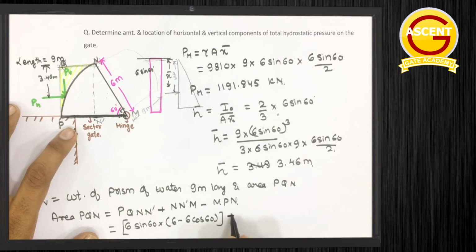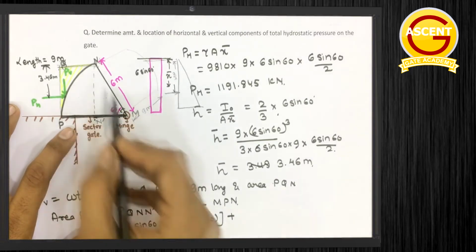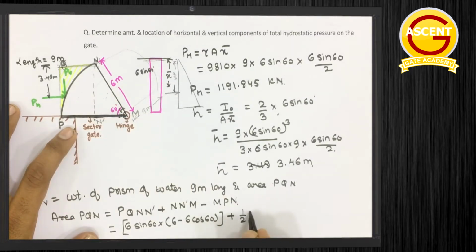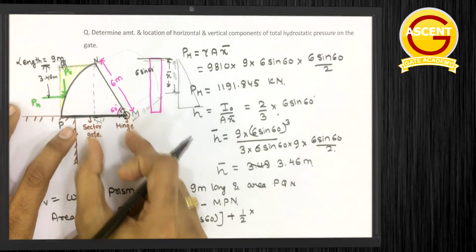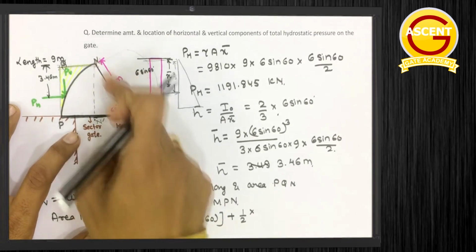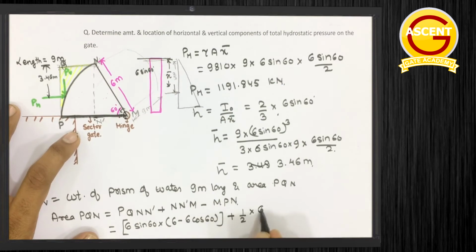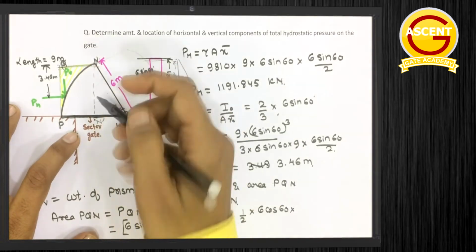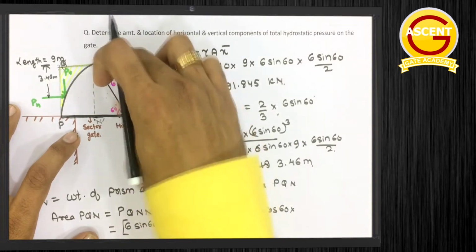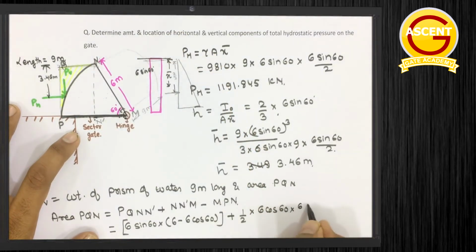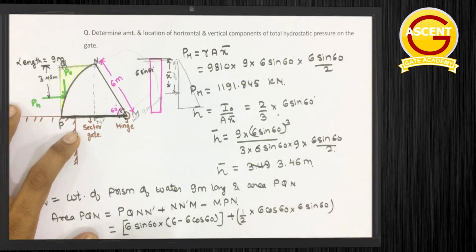This is PQN N dash, the first area. The second area is N dash M, the area of the triangle, simple to determine: half into base. Base is M N dash, which is nothing but 6 cos 60, into altitude, the height, which is the vertical component, 6 sin 60. That's it.